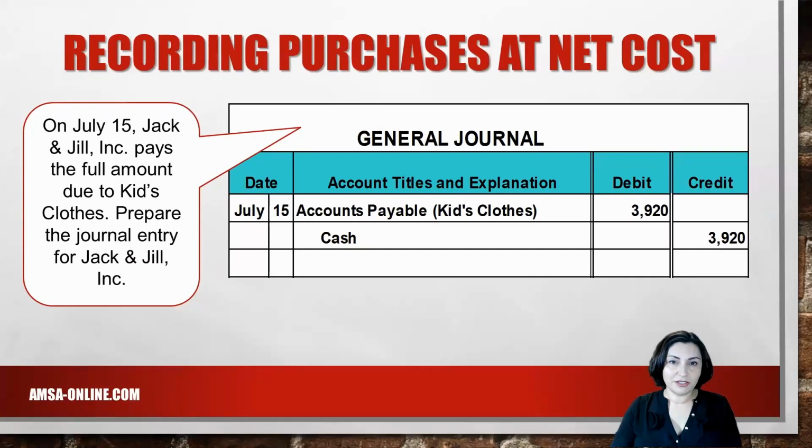On July 15th, Jack and Jill pays the total amount due to Kids' Clothes. In this entry, Jack and Jill debits accounts payable and credits cash for $3,920. Since accounts payable was initially recorded for the net amount, this entry takes care of the balance in the accounts payable account. No further adjustments are required.